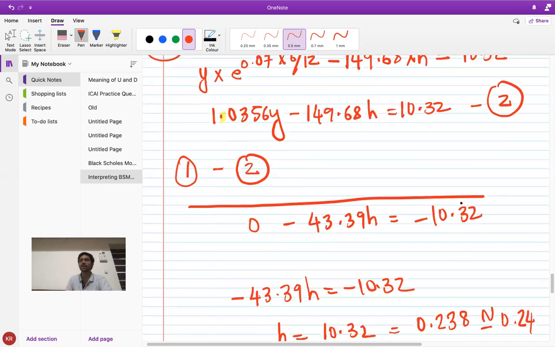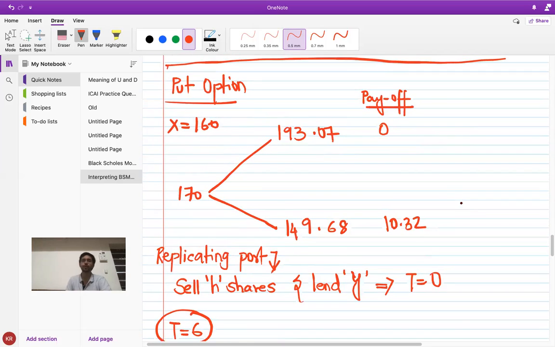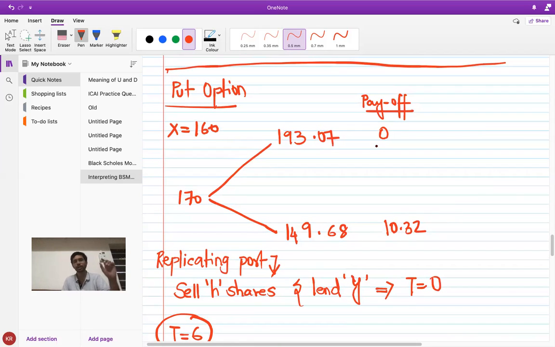And if you do that, basically the payoff of that replicating portfolio at t equal to 6 is going to be either 0 or 10.32. And when two securities or two portfolios have the same payoff in future, they must have the same cost today. So we have a put option on one hand, which is able to give us a payoff of 0 or 10.32, and we have another portfolio which is also able to give us the same payoff. Then this portfolio's cost should equal the value of a put option.